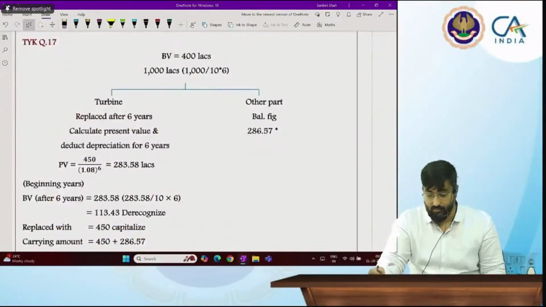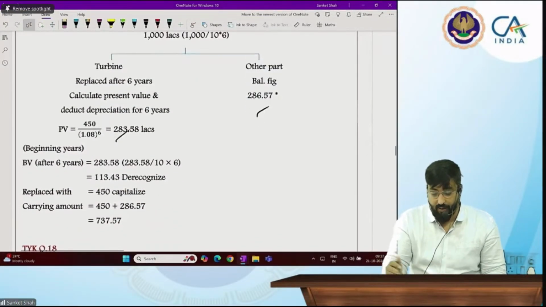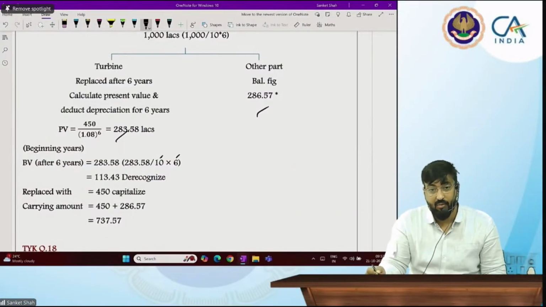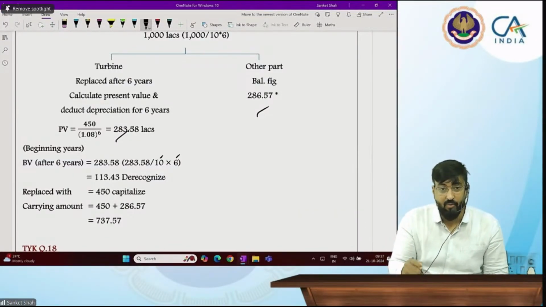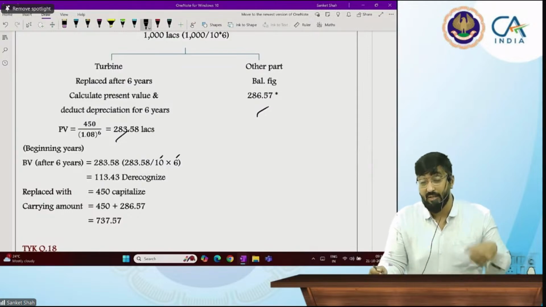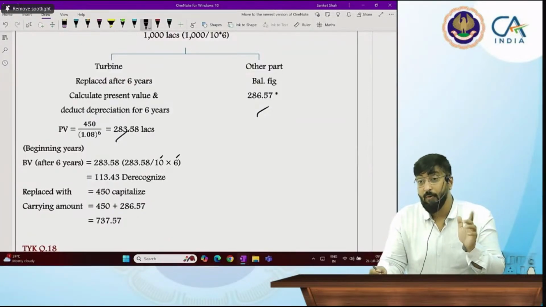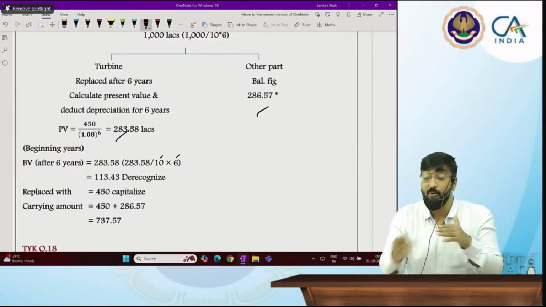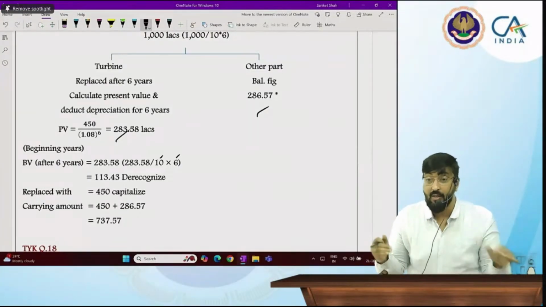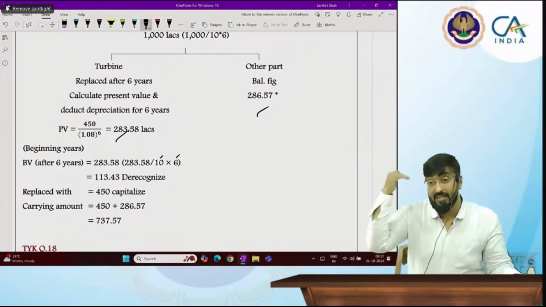Yes sir. 283.57. Okay. And out of that, 10 into 6 you have completed. So that part you de-recognize and the new part you will recognize. This is a very IMP question. If there is a provision, if you know that in the 100 pages book we have written, if you cannot estimate, if you cannot bifurcate the cost, you have to re-estimate your cost.